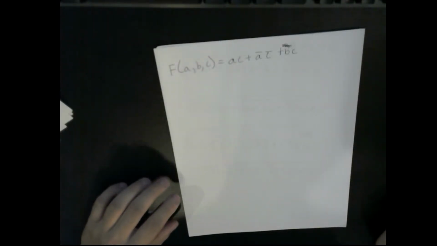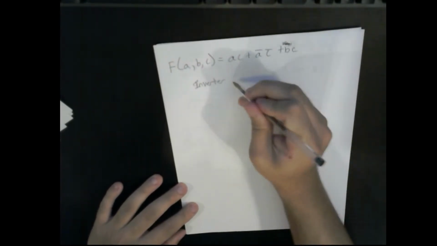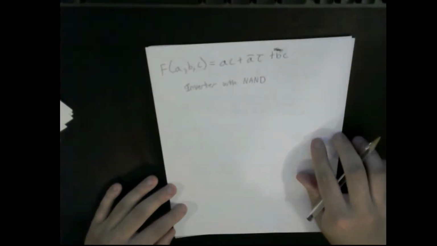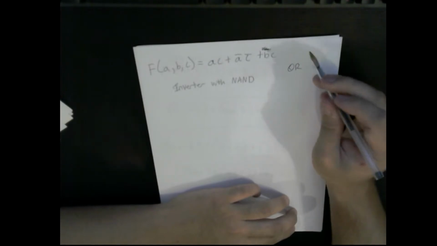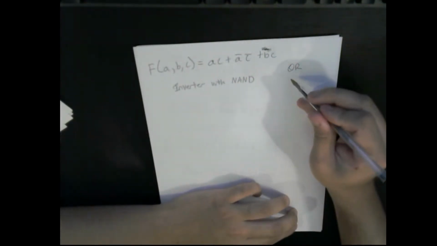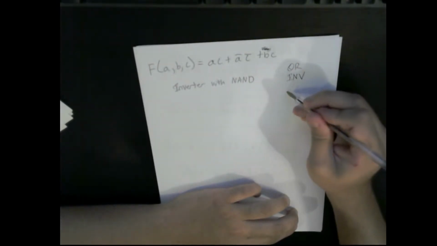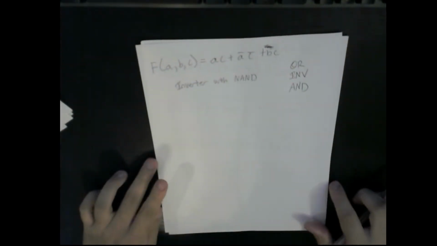All right, let's think about this. The first thing we should learn is how to make an inverter with NANDs, right? Because I need to do a couple things here. I need OR gates, I need an inverter, because I have inversions right here, and I also need an AND gate. So let's first figure out how to get an inverter and an AND gate.